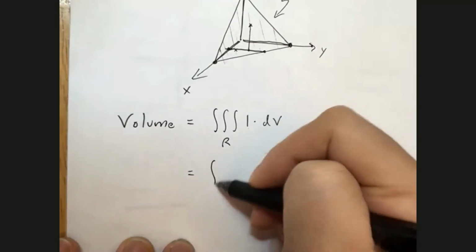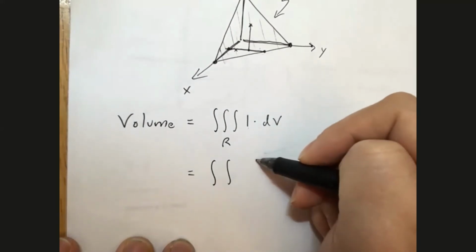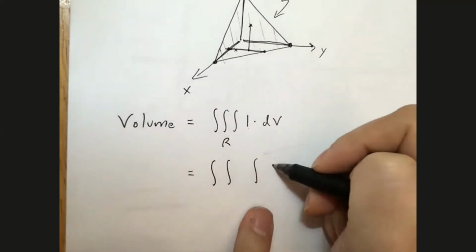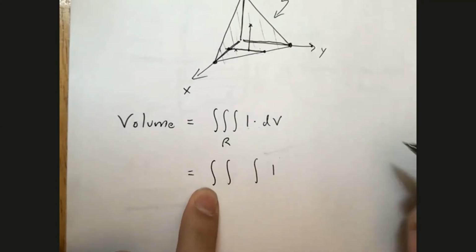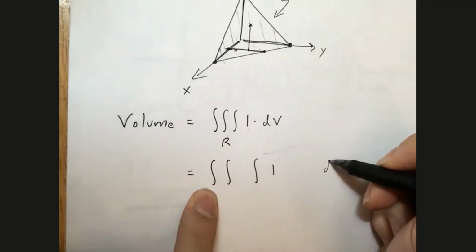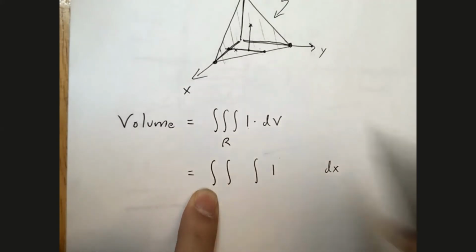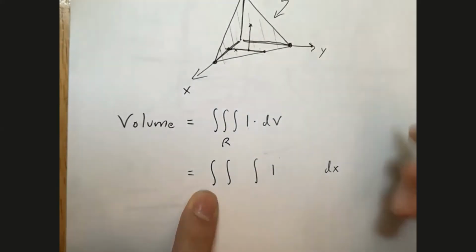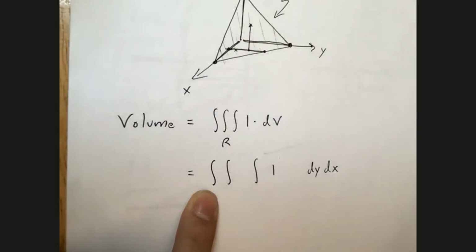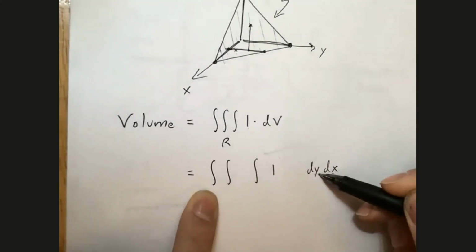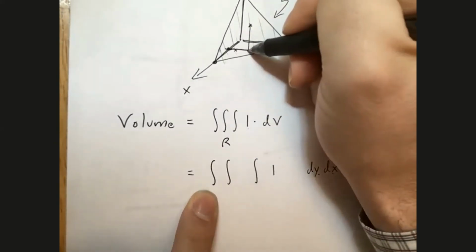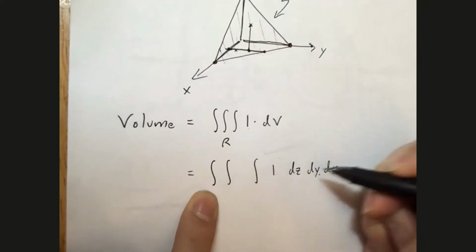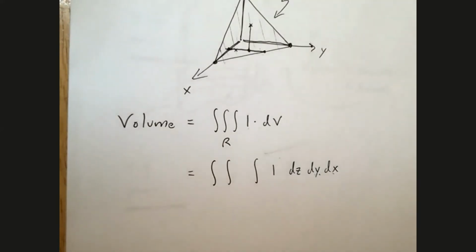We started by, I'm going to leave some space here because I'm going to put some stuff up here. We started by fixing x. So x goes on the outside. And then for every fixed x, we integrated in the y direction, right? So y is next. And then for each fixed x and y, once I had those figured out, I integrated in the z direction. So z is last. So you work from outside in.